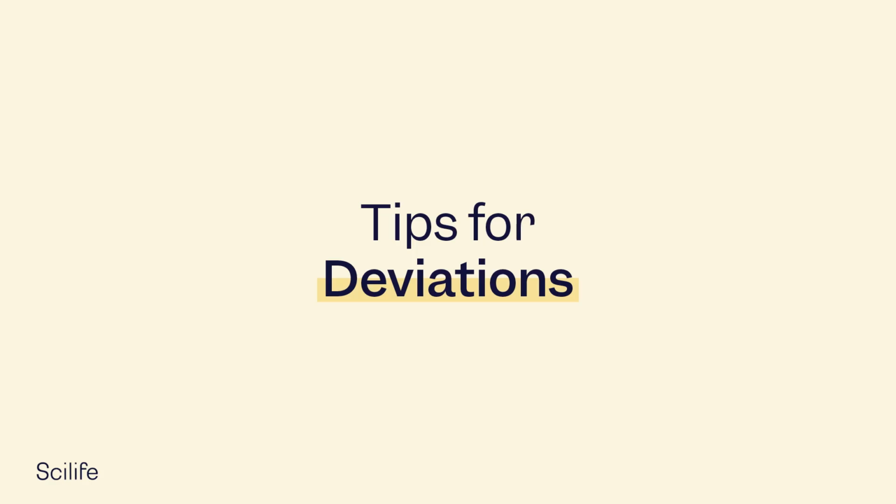There are some rules of thumb when writing deviations, root cause analysis reports, and CAPAs. First of all, be clear and specific. Use the 5 W's and 1 H method: what, who, when, where, why, and how. Be clear and specific. Give exact and precise data.